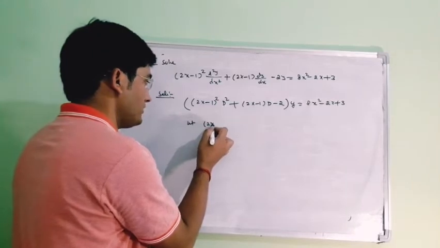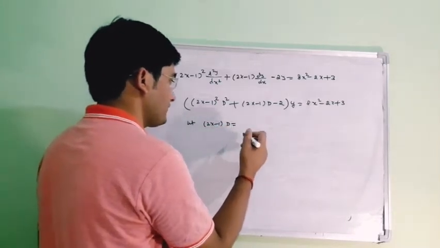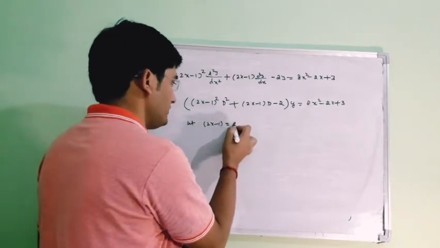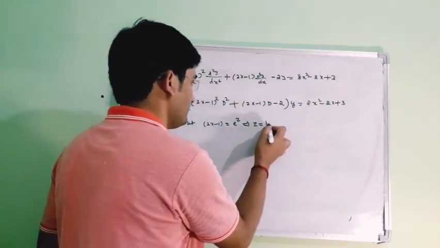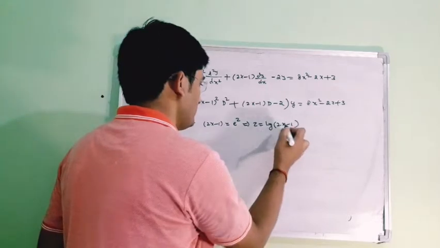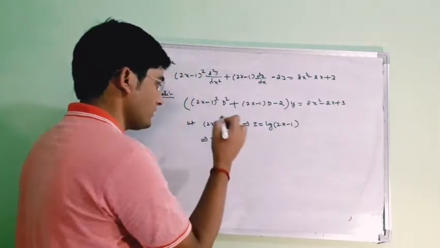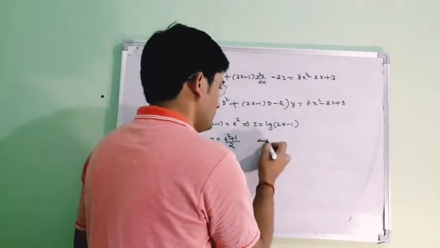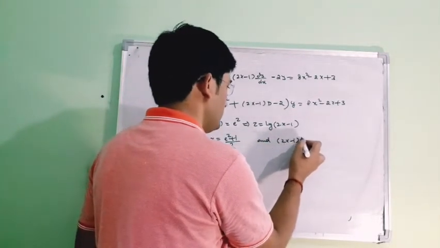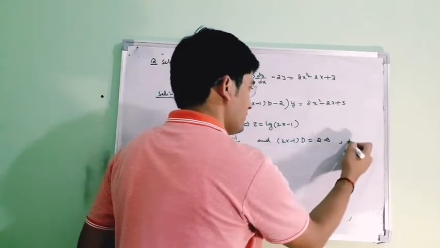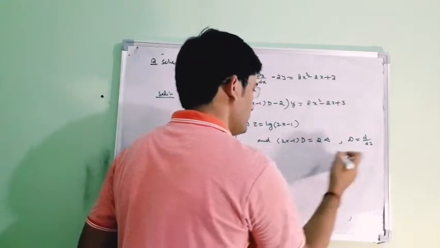Let 2x minus 1 equal to e to power z, then z will be log of 2x minus 1, and from here the value of x will be (e to power z plus 1) upon 2. And we know that (2x minus 1) into D is equal to 2 times D, where D will be the differentiation with respect to z.